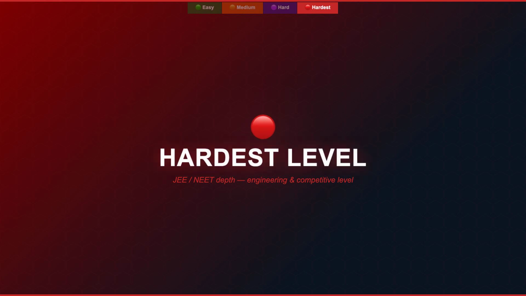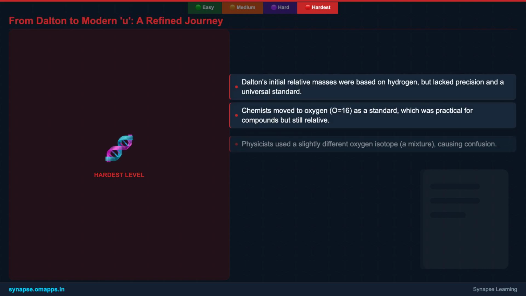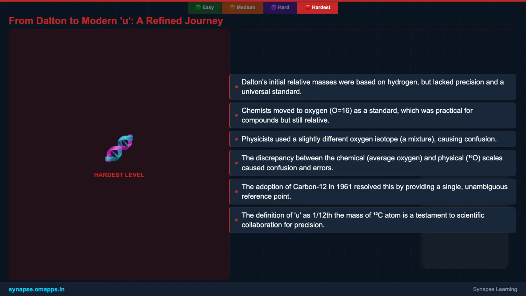You've come so far. Now, let's unlock the deepest layers of understanding surrounding atomic mass, venturing into competitive depths and advanced insights. The journey from Dalton's initial relative masses to the modern unified atomic mass unit is a testament to scientific refinement. Dalton's hydrogen-based scale was a good start, but lacked precision. Later, chemists adopted oxygen-16, which was practical for many compounds. However, a significant problem arose.